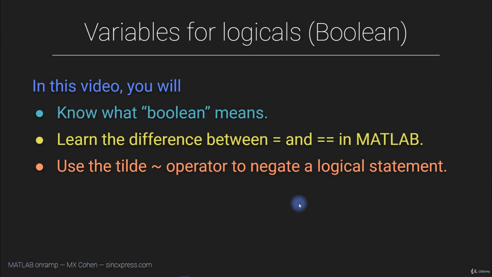Now I'm going to introduce you to logical variables, which are also sometimes called Boolean and occasionally also called binary variables. So I'll talk about what a Boolean means, and you'll see the difference between a single equal sign and a double equal sign. And then I will also introduce you to a related concept, which is the tilde character. That's this squiggly little character here. It's often found on the top left of the keyboard.